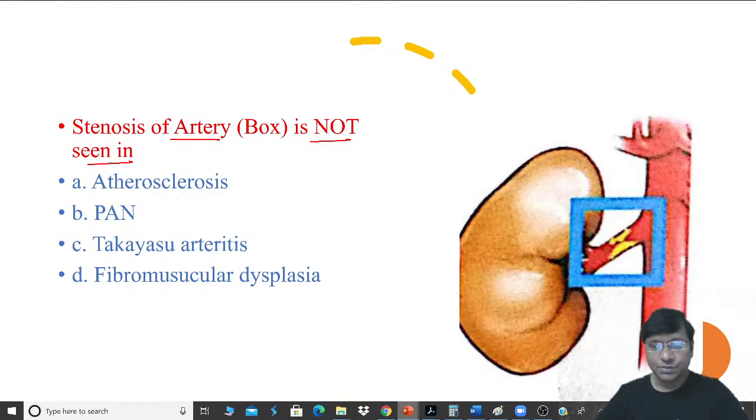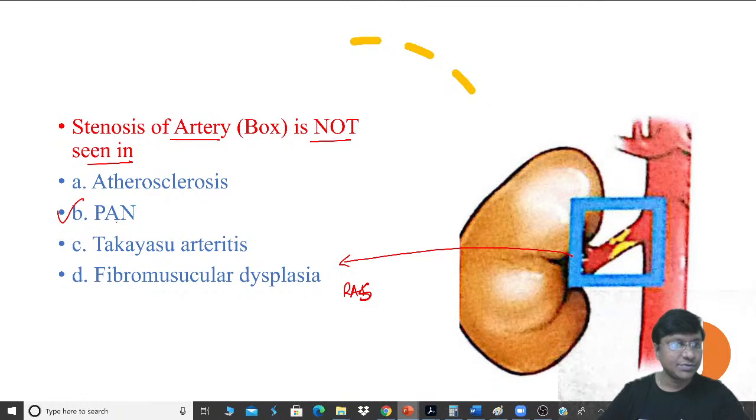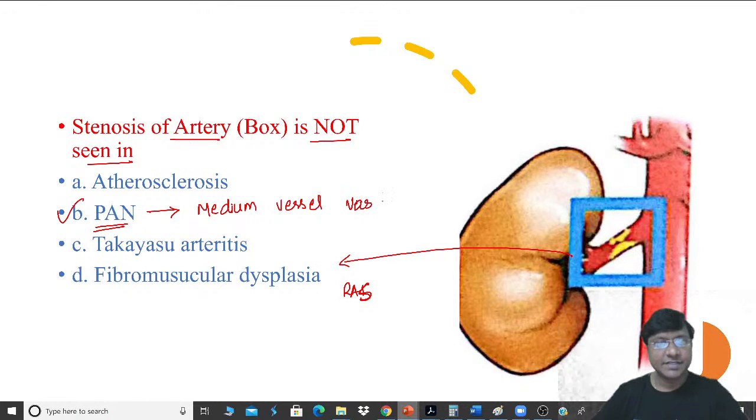Whatever is being represented here is renal artery stenosis. Very good, Avinash. So you will not have renal artery stenosis in case of polyarteritis nodosa. Now, what is polyarteritis nodosa? It is a medium vessel vasculitis.